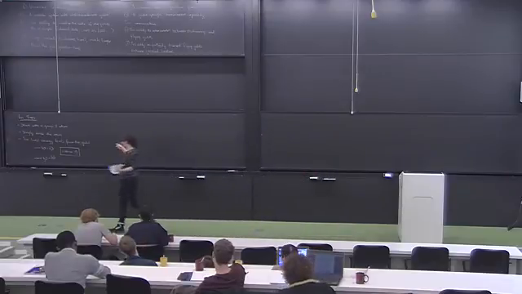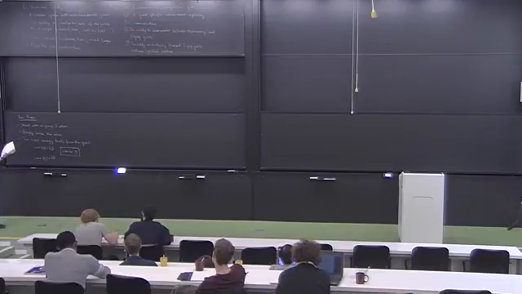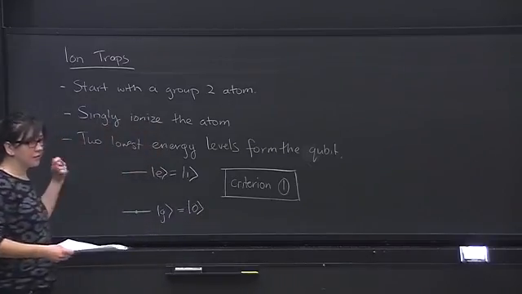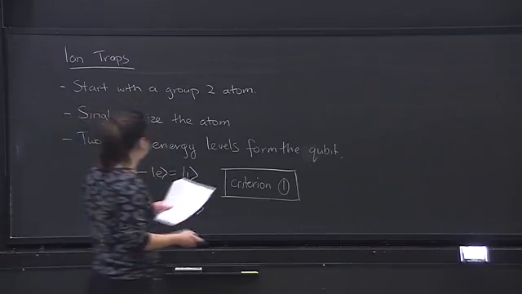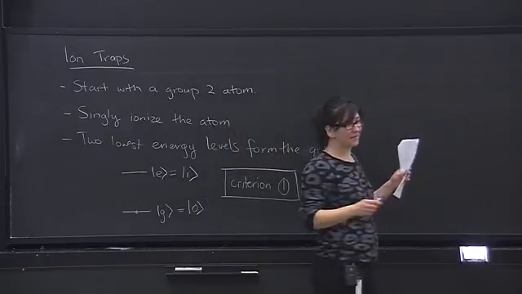Okay, and so we have these qubits, and because they're ionized, we can trap them in a magnetic field. So that's really nice. They can sit in some sort of trap. And then we want to be able to perform unitary operations on these qubits. We do that with lasers.